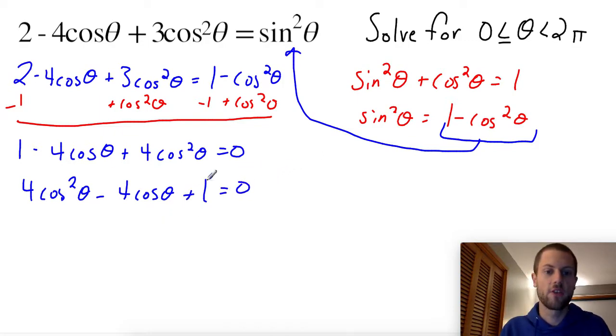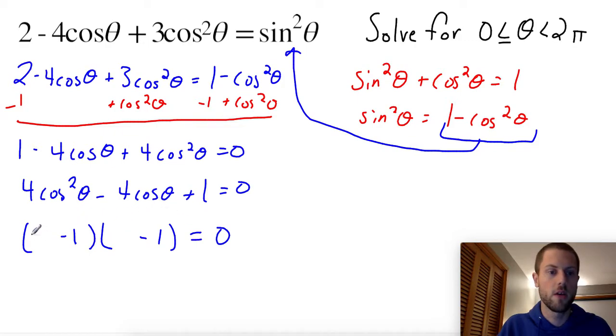And at this point, I'm going to factor it. And really, if the cosines are throwing you off, just picture this as a 4x squared minus 4x plus 1. So let's factor this. And I know that I'm going to have a minus 1 and a minus 1 here. So I think this is going to come out to be 2 cosine of theta minus 1 times 2 cosine of theta minus 1. Let me just check that. So that's 4 cosine squared, and then minus 2 minus 2. That looks good to me.